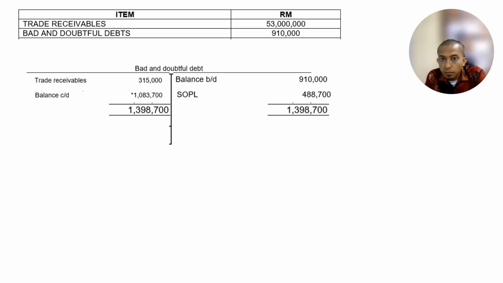So the next part of the question, okay. The question asks us to prepare the extract of the statement of profit or loss and statement of financial position, right? So remember that if the account has a balance, it will go to the statement of financial position. If the account doesn't have a balance, for example, expenses and revenue, items like expenses, you will go to the statement of profit or loss.